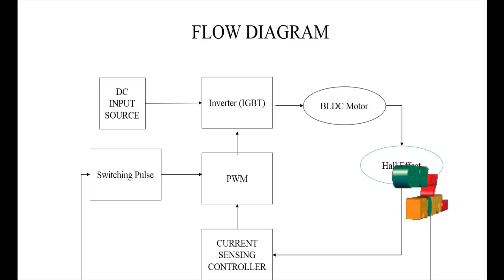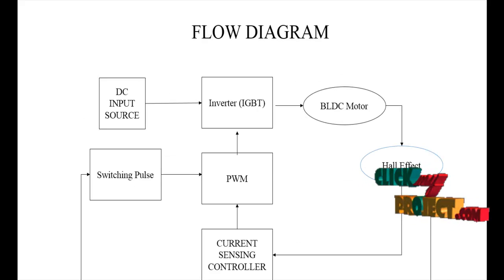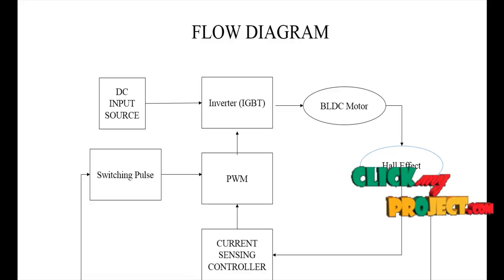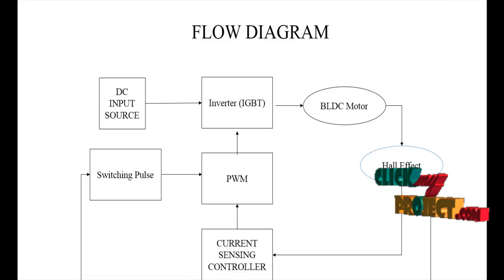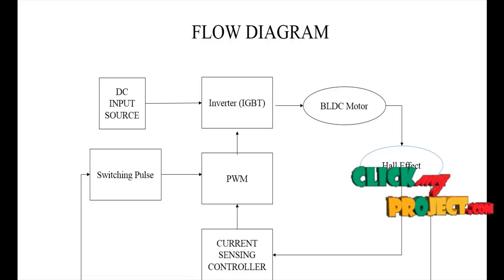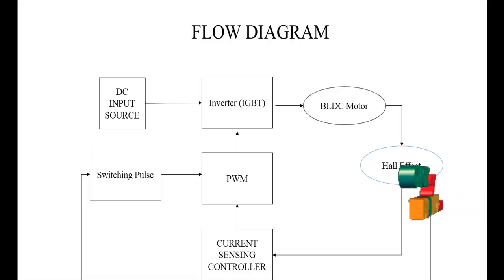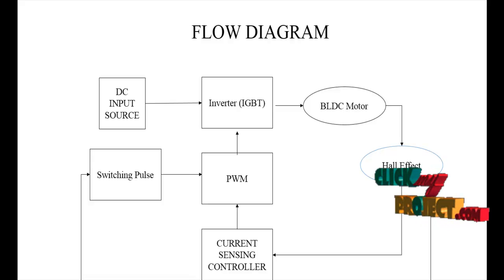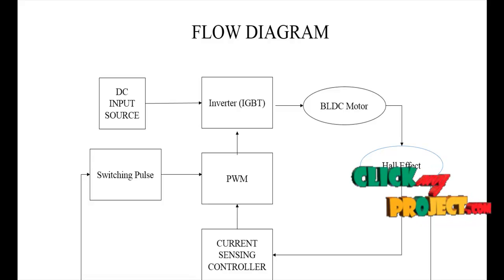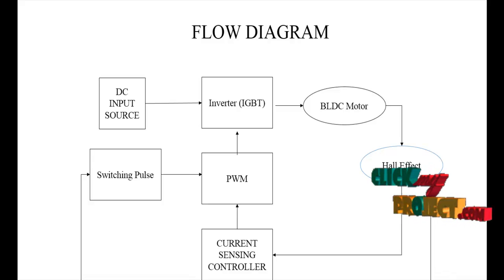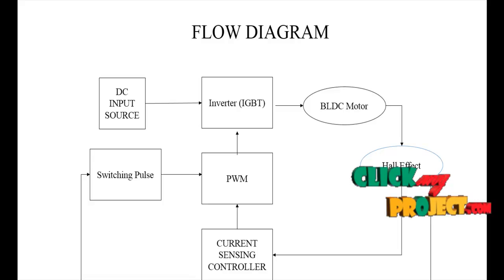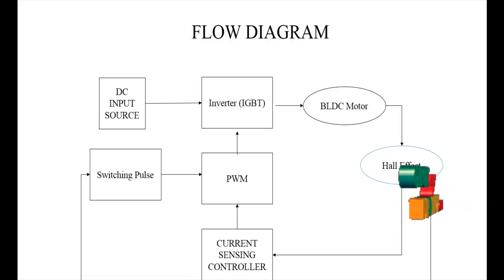Our project flow explanation. First of all is the DC input source. The DC input source goes into the IGBT inverter switches. The three leg inverter has the switches S1, S2, S3, S4, S5, S6. The switches receive current from the PWM pulse. PWM is pulse width modulation. The pulse width modulation generates three sine waves and one shortwave.